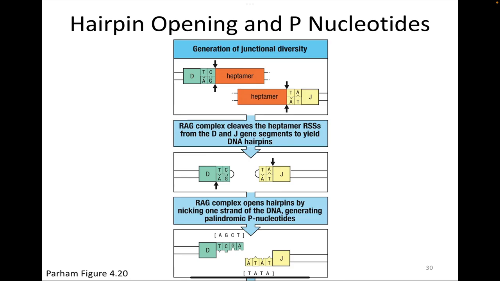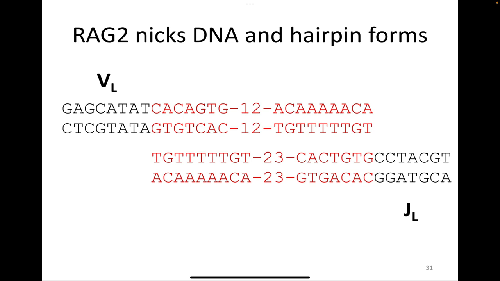And so they're all happening as a result of that palindrome. You can see here that we are generating our hairpins. You can see that we had asymmetric hairpin opening, and thus we had to add in some new nucleotides, our P nucleotides.